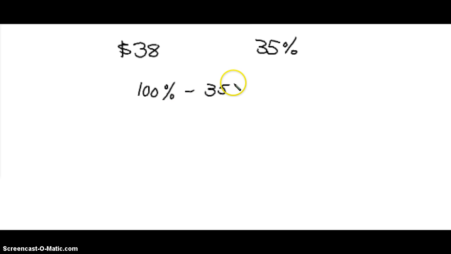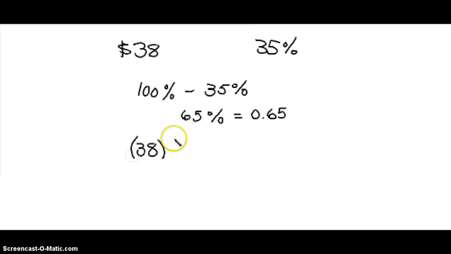Now let's say on the other hand I have a sweater that costs $38 and it's discounted at 35% off. Now in this case I have my $38, which is 100%, and I'm taking off 35%. So in this case I'm going to be paying 65% of the original price. Remember, 65% is the same as 0.65.